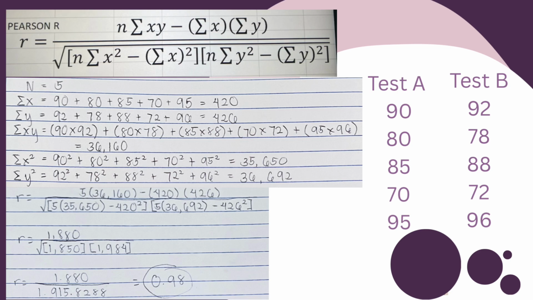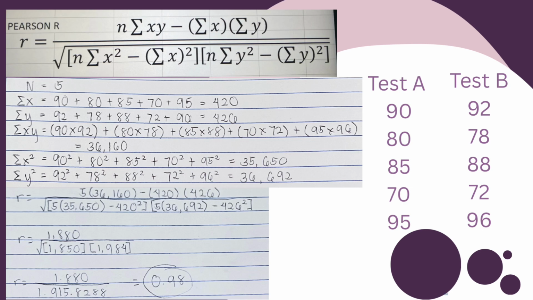So we have 5 times 36,160 minus 420 times 426 is equal to 1,880. So that's our numerator. And then for the denominator, we'll be multiplying those spreads and take the square root to get the combined scaling factor.